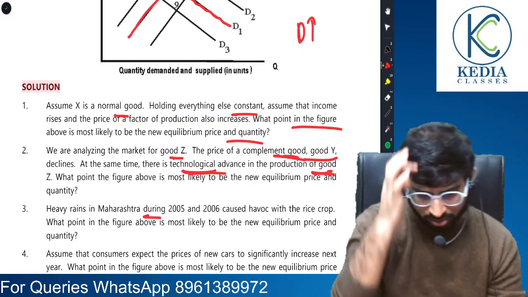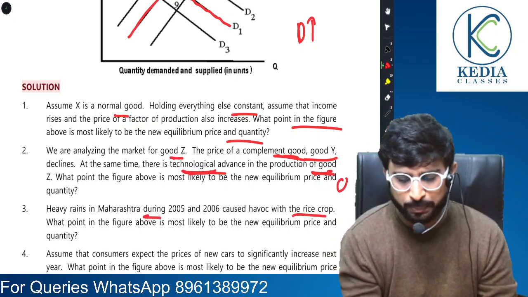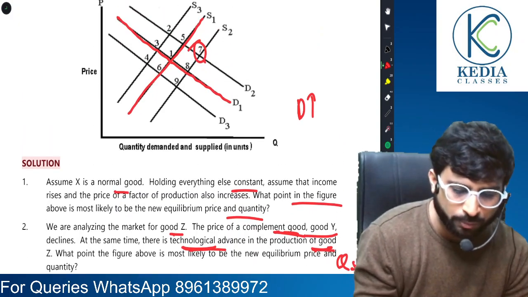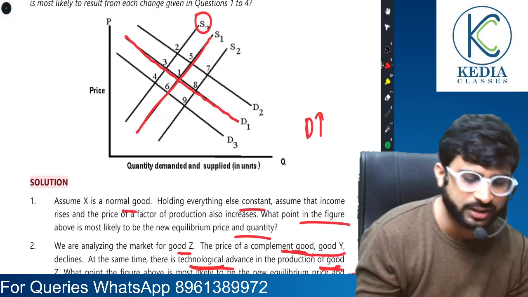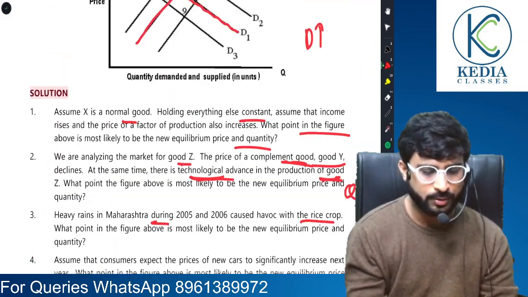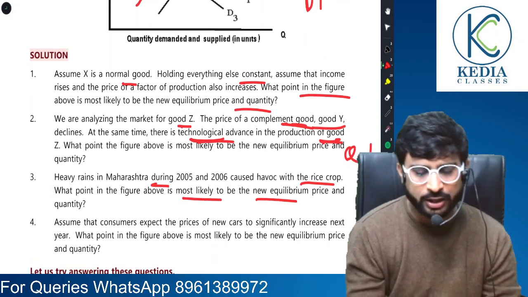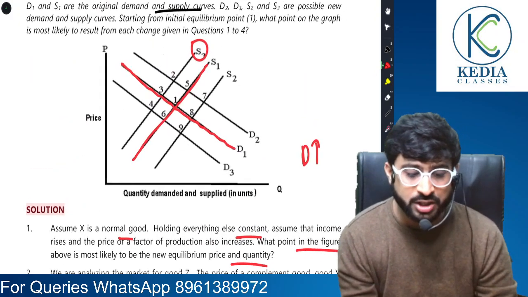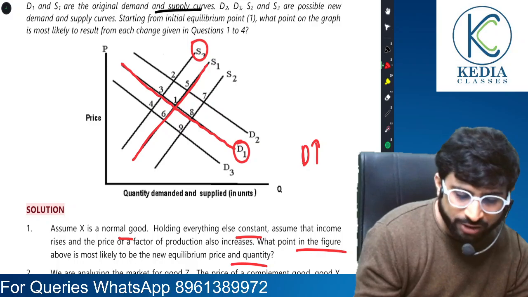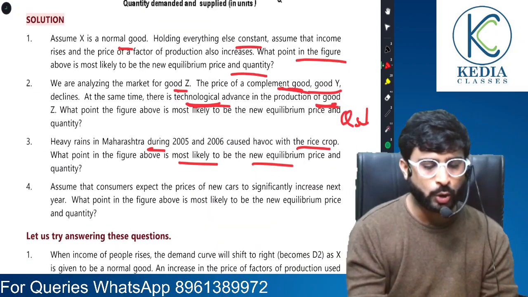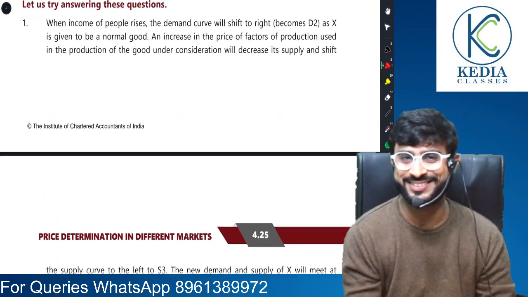Heavy rains in Maharashtra caused havoc with the rice crop. If the climate was not suitable, supply will fall. So there will be a leftward shift of the supply curve from S1, and therefore we will move towards S3. There is no change in demand whatsoever. Demand is the OG D1. So D1 and S3 are intersecting at 3. So the answer would be 3. Let's see whether we are correct. Yes, sir, we are indeed correct.